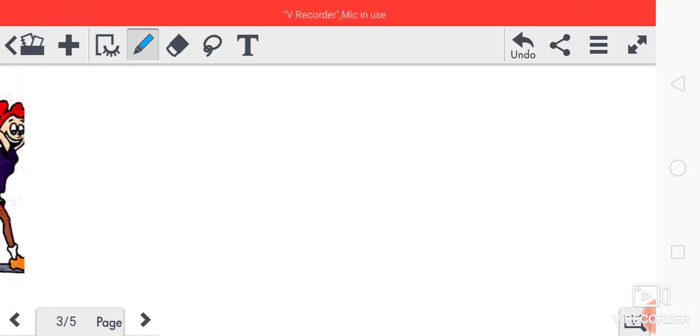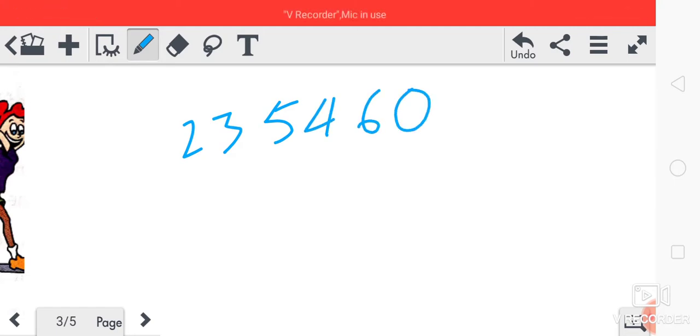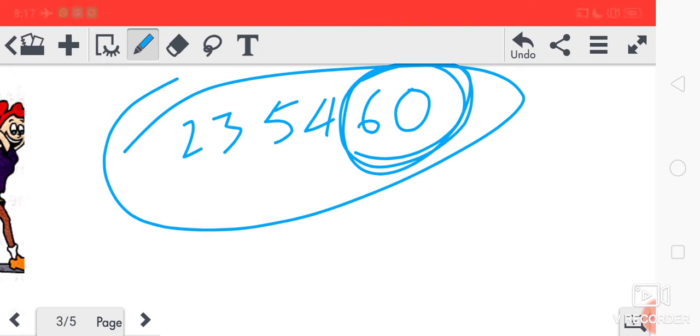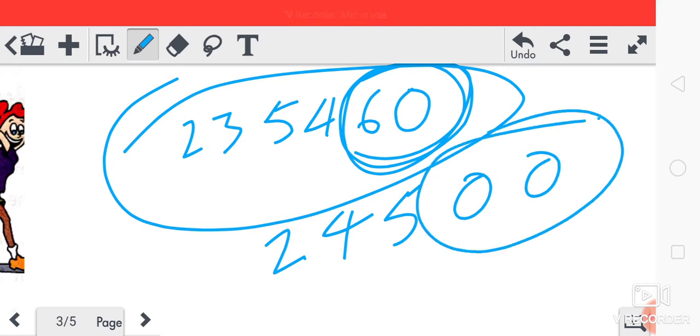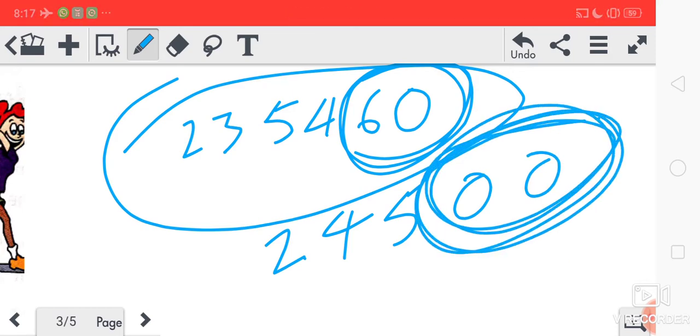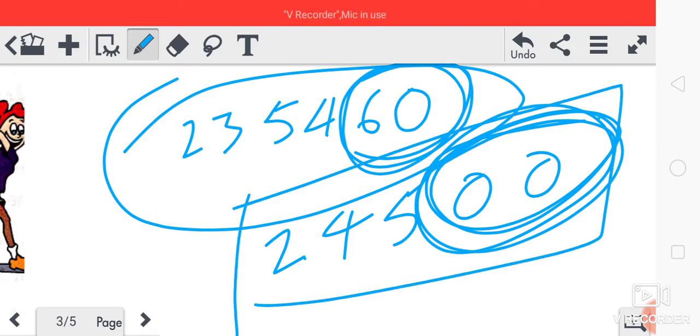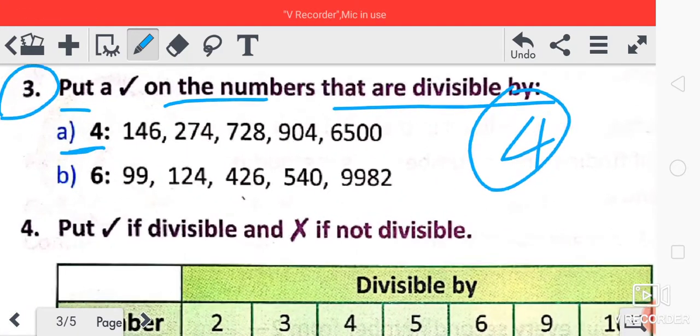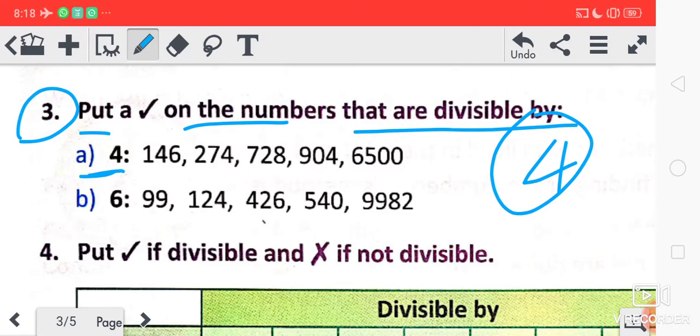The last two digits of any number, suppose 2, 3, 5, 4, 6, 0: if the last two digits are divisible by 4 or a multiple of 4, then this whole number will be divisible by 4. Or if the last two digits are 0, then the whole number will be divisible by 4. Okay, so two rules are there: the last two digits should be a multiple of 4, or the last two digits should be 00.